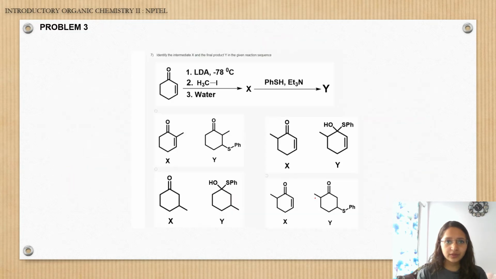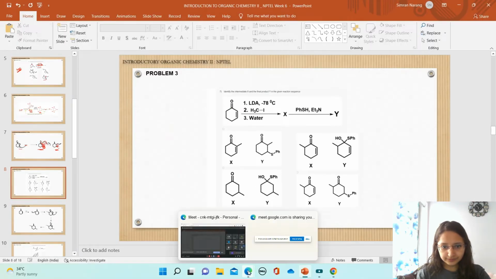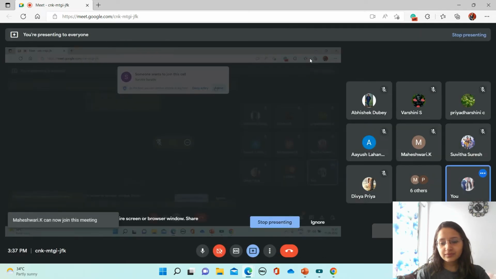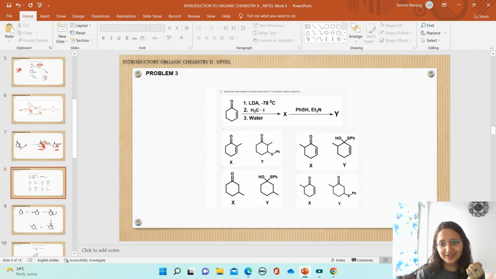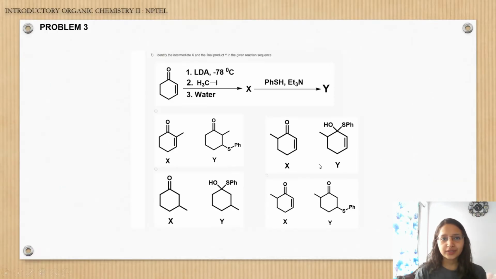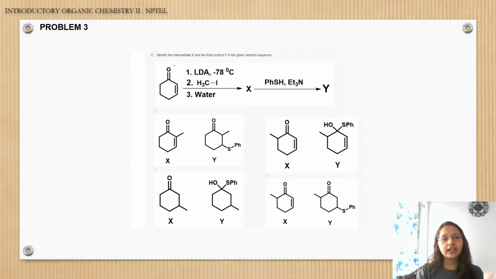So I'm coming to problem 3. I hope you all have understood this problem. Okay, so coming to problem 3. The question is to identify the intermediate X and the final product Y in the given reaction sequence. So you have to identify X as well as Y.